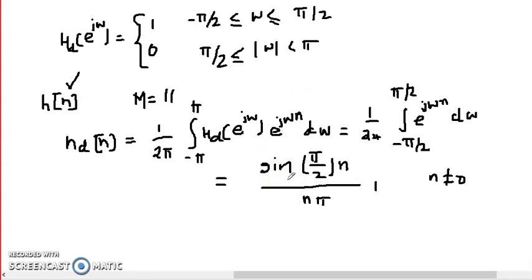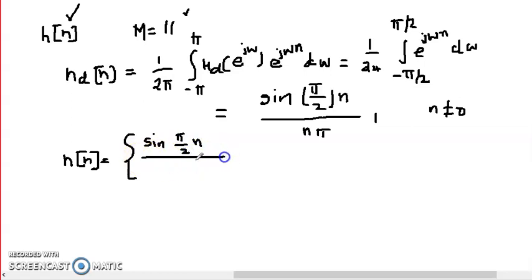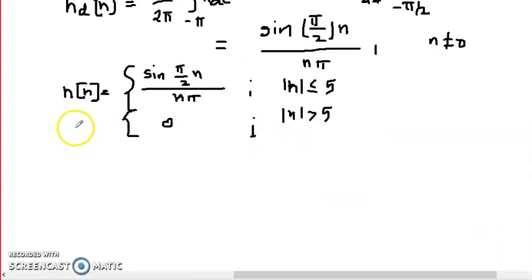Since the number of terms is given to be 11, we know what N will be: 5, because 5 plus 5 plus 1 is 11. So h(n) will be sin(pi n / 2) divided by n pi for mod of n less than or equal to 5, and 0 when mod of n is greater than 5. So this is h(n) that we have determined.